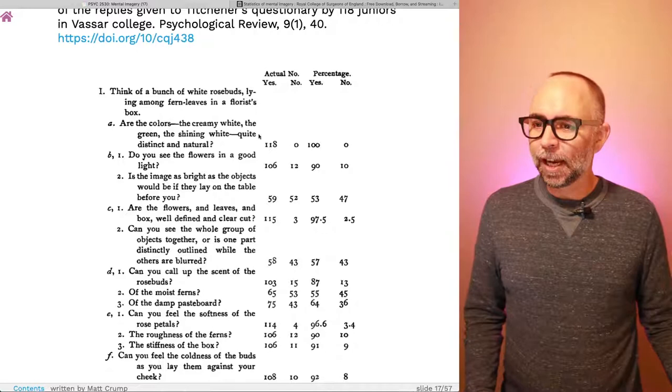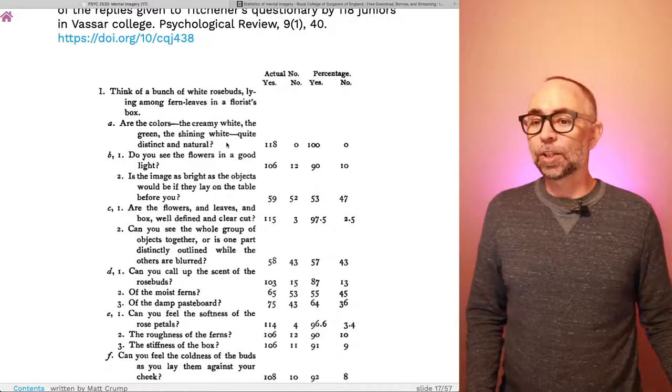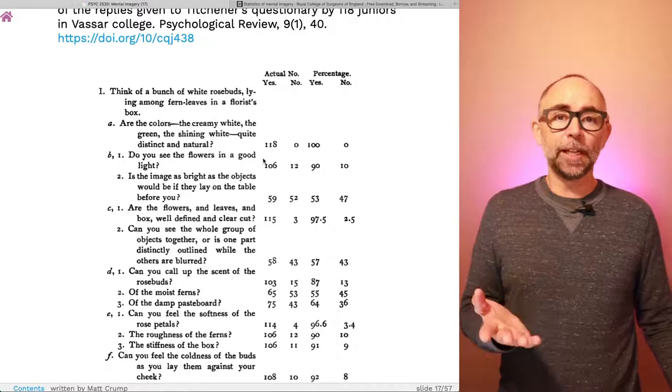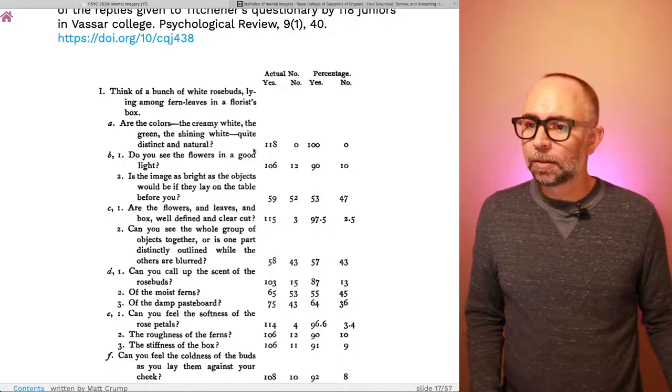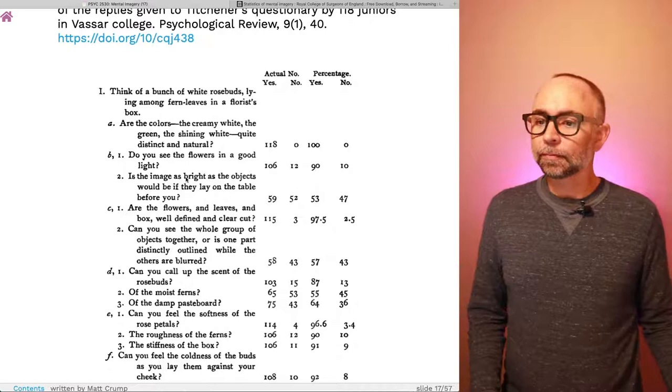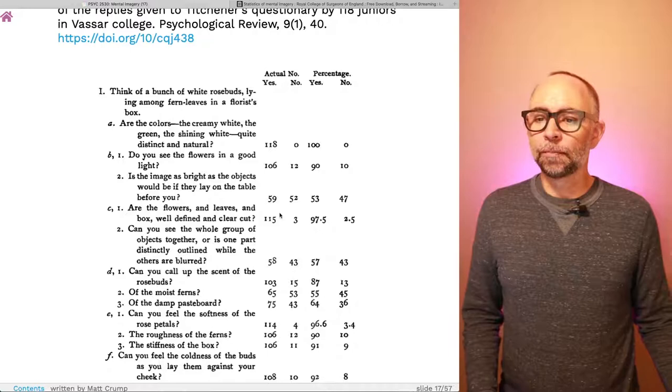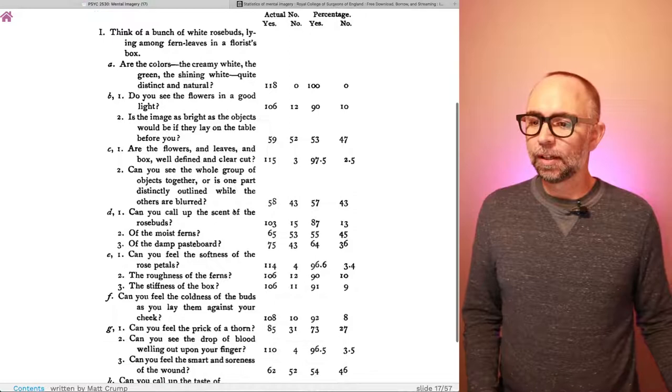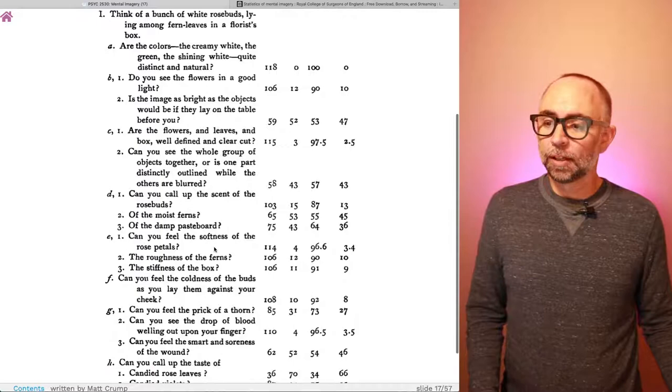Are the colors, the creamy white, the green, the shining white, quite distinct and natural? And then people will answer yes or no. You can see the numbers here about what people said. So 118 people said yes. Do you see the flowers in a good light? Most people said yes, but a few people said no. Is the image as bright as the objects would be if they lay on the table before you? And we get about half and half here. And there's all sorts of things. Can you call up the scent of the rosebuds, of the damp pasteboard? Can you feel the softness of the rose petals?